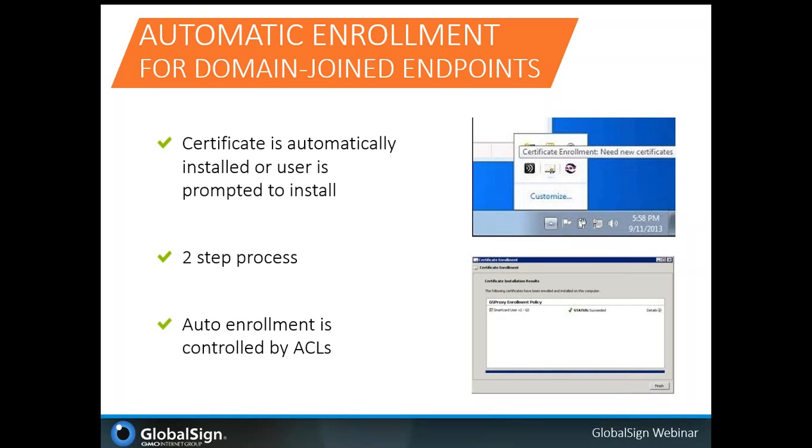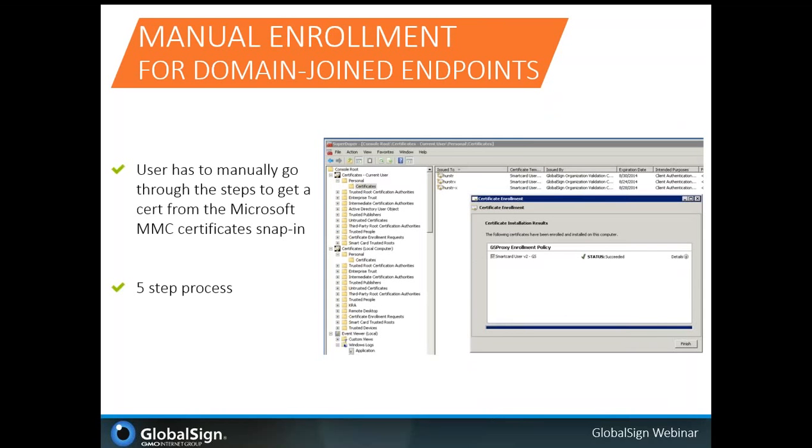Simple two-step process, and auto-enrollment for endpoints controlled by the access control lists. For manual enrollment needs, this can simply be done through the MMC console. Once opened up, it's a simple five-step process to enroll the user or endpoint with a machine or user certificate.